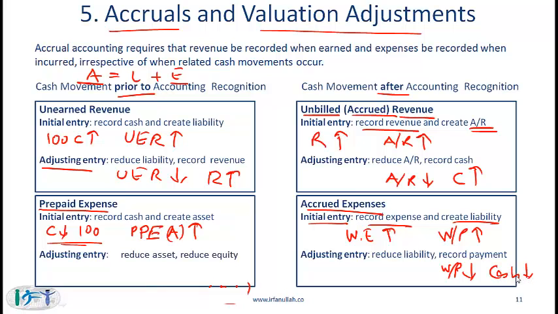Next month, when John makes the payment, then the wage payable will come down and cash, which is an asset, will also come down. So you need to remember these four items: unearned revenue, unbilled or accrued revenue, prepaid expense, and accrued expense. If the cash movement happens at the same time as recognizing revenue or incurring an expense, then these accounts do not need to be created.